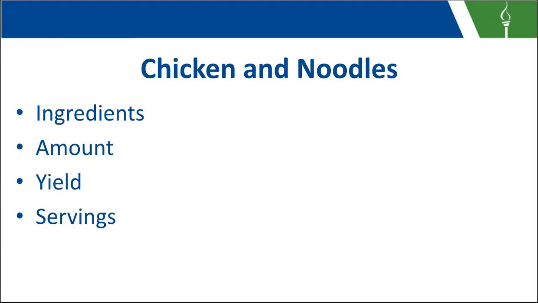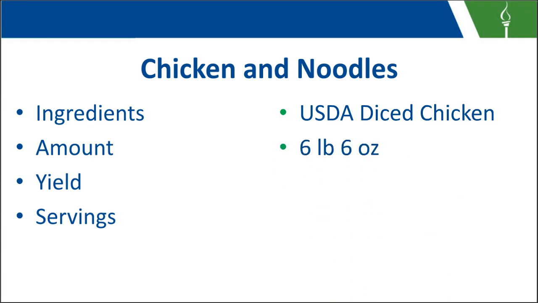So going back to the 4 bits of information that we need to know to credit this recipe, the ingredient that we're working with is the USDA diced chicken. In this example, we're going to be using 6 pounds, 6 ounces of this product. The yield is going to be 1, which we determined on the last slide. And in this example, we're going to be making 50 servings using this recipe.